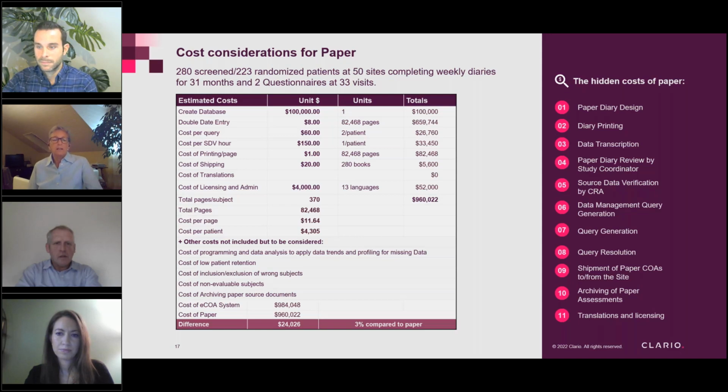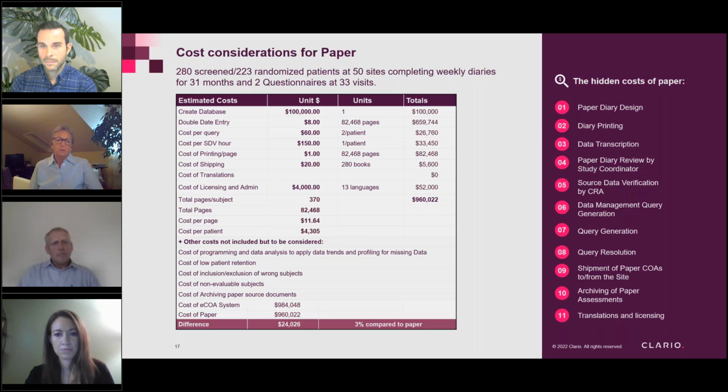Printing and shipping costs need to be considered, and then also the cost of licensing and the administration of acquiring those licensing agreements with the copyright holders. So in this example of 280 screened, 223 randomized patients at 50 sites, completing weekly diaries for 31 months, and then just two simple questionnaires at 33 visits, the total paper cost, if you cut right down to the bottom, is $960,000.